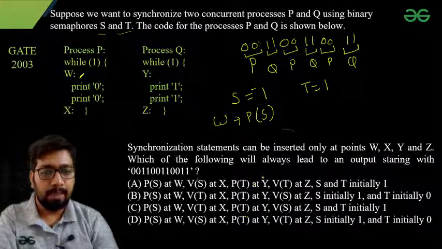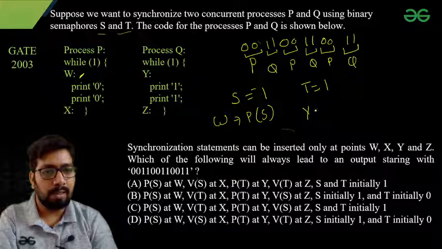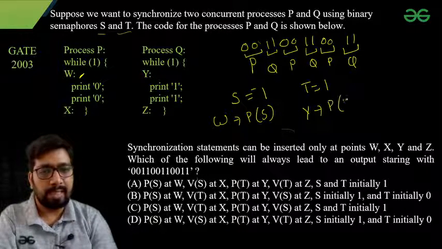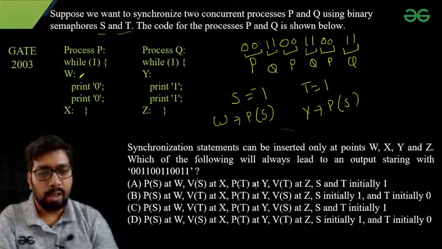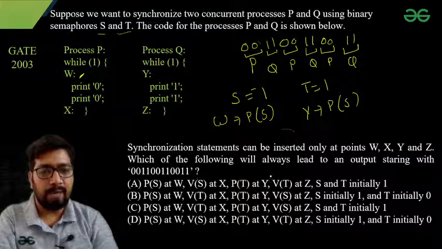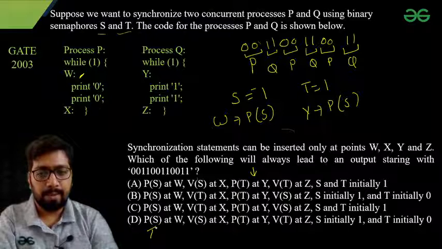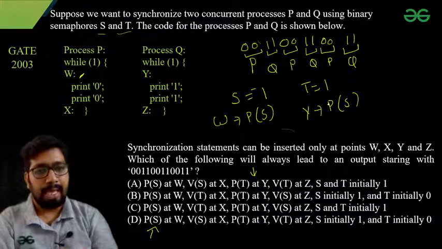So Y is P of T. Let me write Y is P of T. That is very much clear. In all the options, W is P of S and Y is P of T. It is given, you can see here. So that is clear in any case.